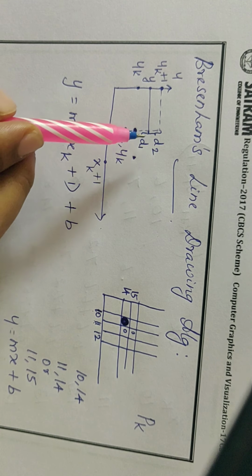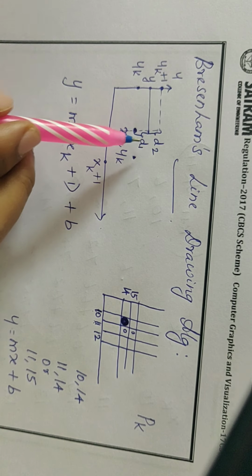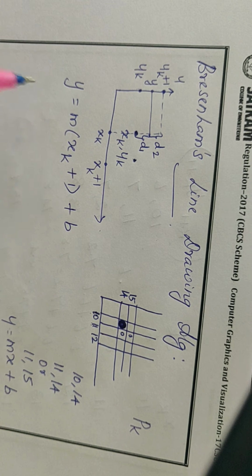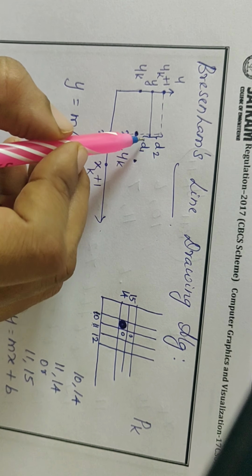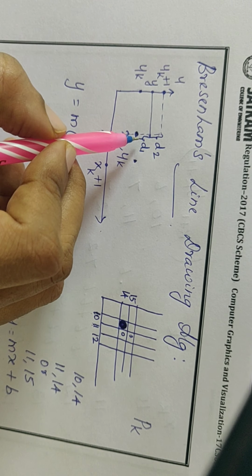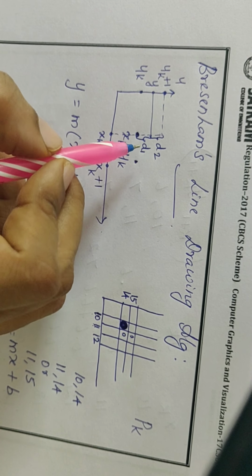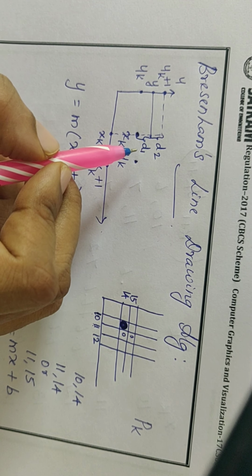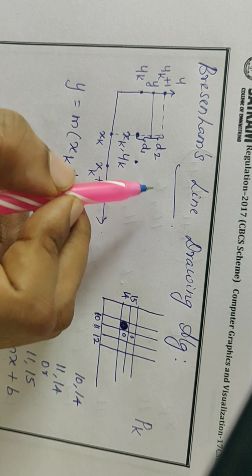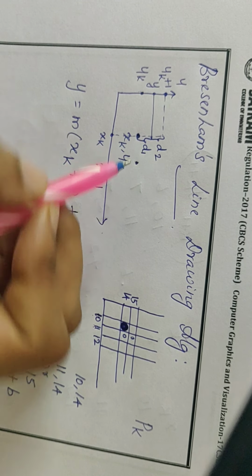In this reference value, this distance I am taking as d1 and this distance I am taking as d2, and this decision parameter should be directly proportional to the difference of distance between these two pixels, right? So I have to find out the difference of distance. Difference of distance means I have to do subtraction: d1 minus d2, the difference of distance of separation between two pixels.